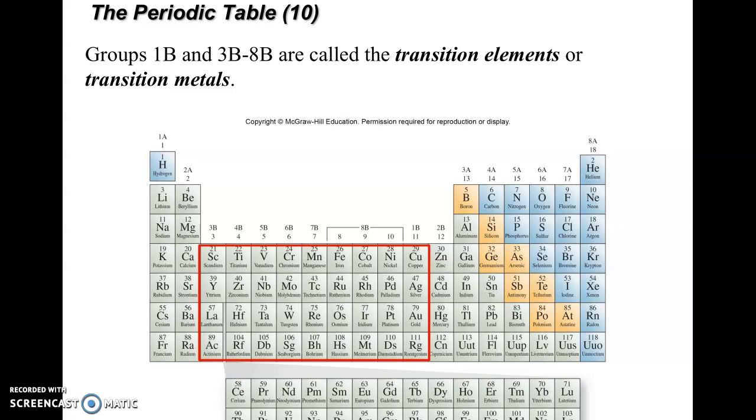The other big group here that is sort of lumped together is that big middle section, and those are called the transition elements or the transition metals, and we will talk about their chemistry later in the course.